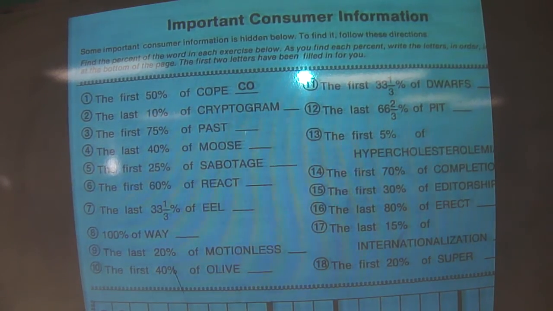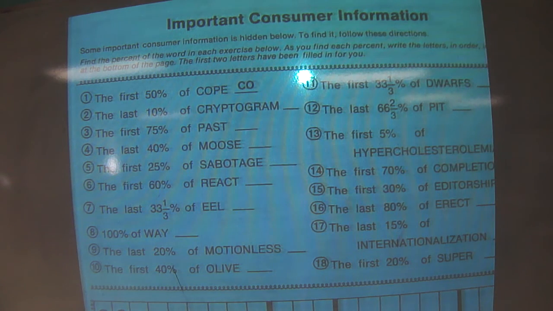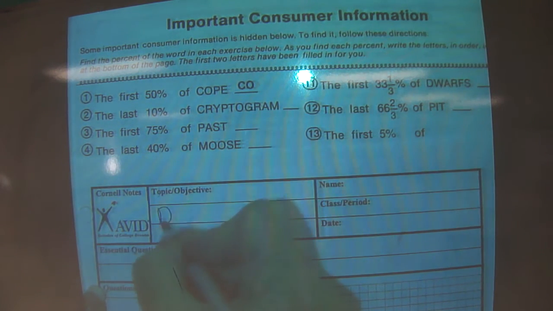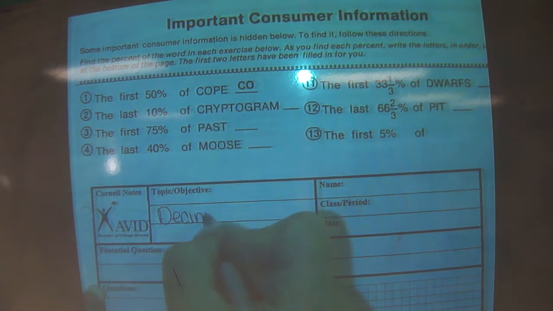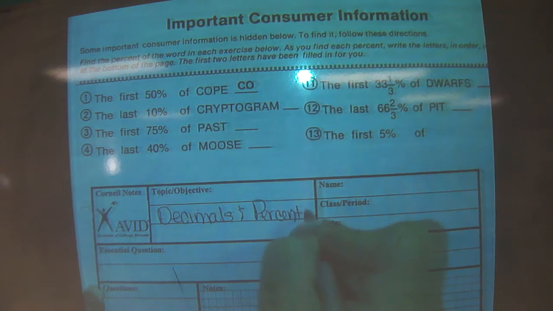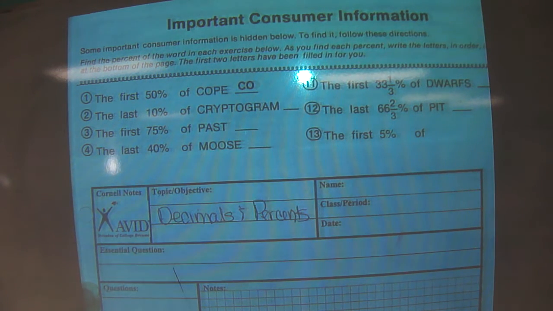Right, we're looking at an important consumer information, which is a weird application of decimals. How much is 50%? Half. So in this, we're looking at decimals and percents. Oh, that's so cool. And percents. So, if we had 50% of Coke, how many letters are in Coke?